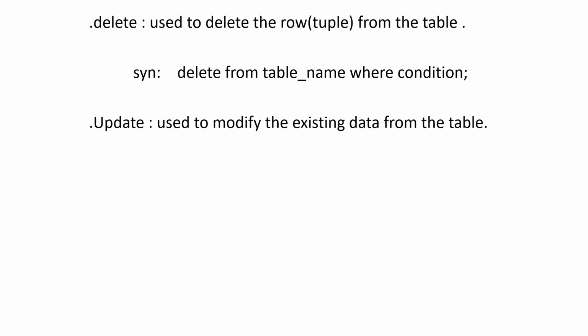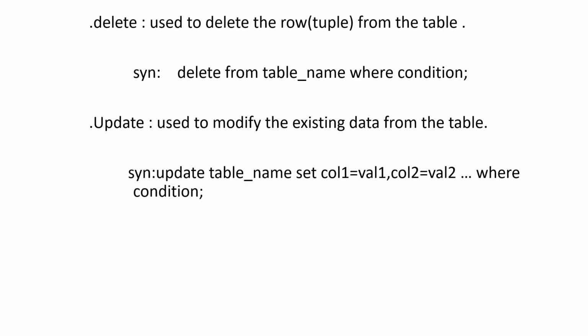The next command is update. The update is used to modify the existing data from the table. If you want to update a particular row, so we're going to give condition here too. So the syntax is update table followed by set column equals to value. We can give multiple columns and multiple values at a time by using the condition.